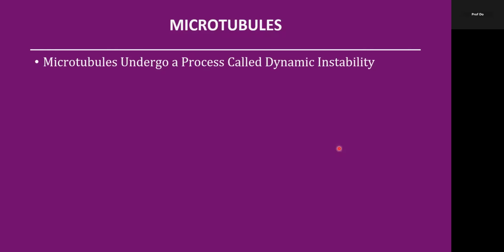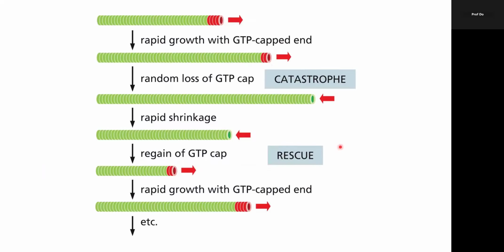Again, same idea, dynamic instability. If we don't have the cap right here and the cap somehow goes missing, this is what we call a catastrophe, because everything starts falling down like a house of cards. But if we're able to recover that triphosphate group and stop it from disintegrating, then it'll start growing again, which we call a rescue. So this slide is essentially telling you how the terms catastrophe and rescue are applied.